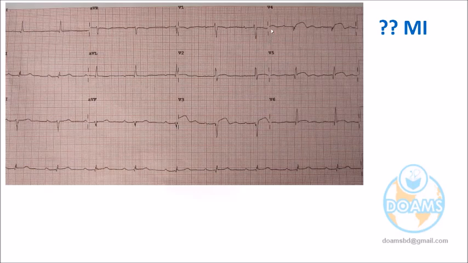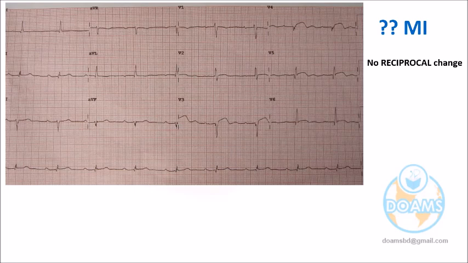V3, V4, V5, yes. V4 also, V5 maybe, right? Maybe V5, V6. But is there any reciprocal change? ST elevation, no doubt. Yes, but no reciprocal change. In the inferior leads, what do we expect? ST depression. Okay. Without reciprocal change also it may be MI, or a technical error.